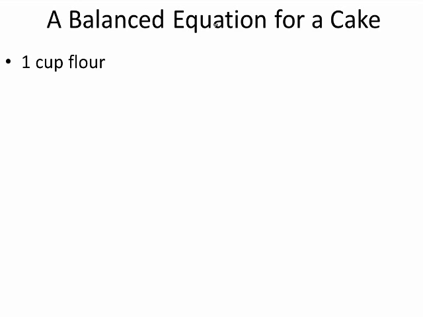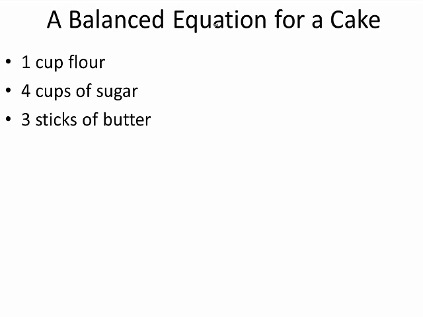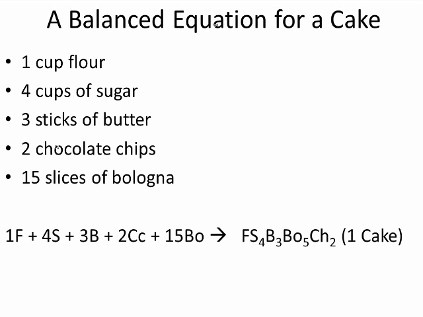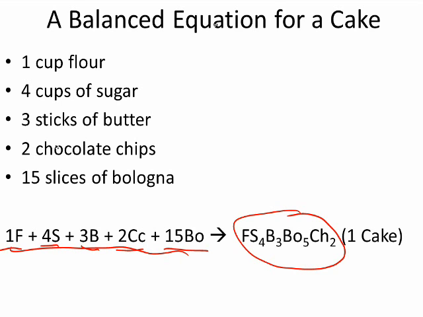We need 1 cup of flour for this cake, 4 cups sugar, 3 sticks of butter, 2 chocolate chips, and 15 slices of bologna. Going to have a nice tasting cake here. Here's the equation. So we have the 1 cup of flour, the 4 sugar bags, the 3 sticks of butter, the 2 chocolate chips, and the 15 bologna. And what do we get? We put them all together and we get 1 cake. So these will all react. We heat it up in the oven, we mix it, and we get 1 cake.